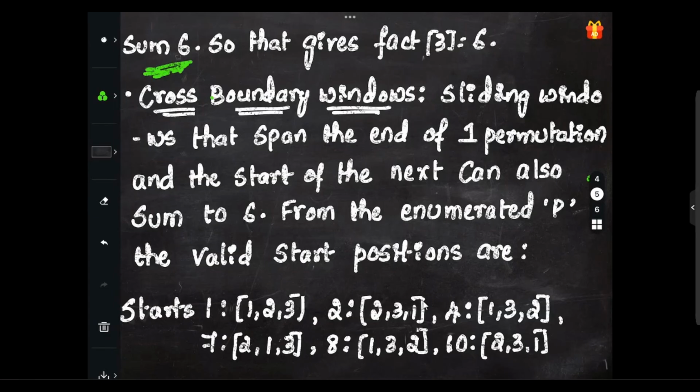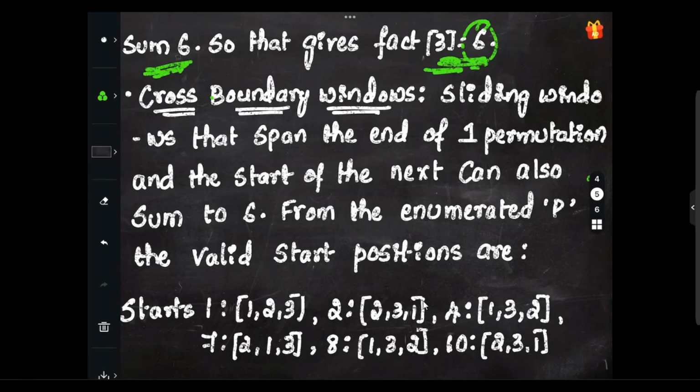So factorial of 3, we are considering 6 here. That gives factorial of 3 equals 6, right? Now you know why we have considered factorial of 3 as 6. Whenever we sum up within the particular window, we get the solution 6 itself. So we are considering factorial of 3 equals 6 here. Simple. Next, let's go with the cross boundary windows here.